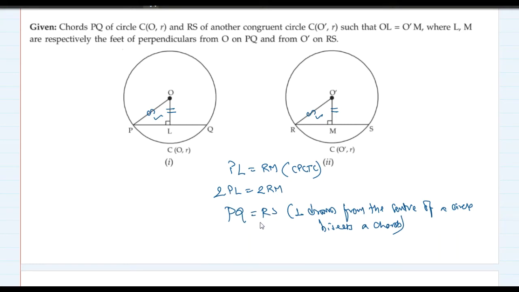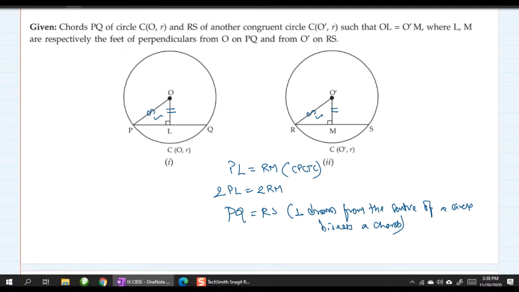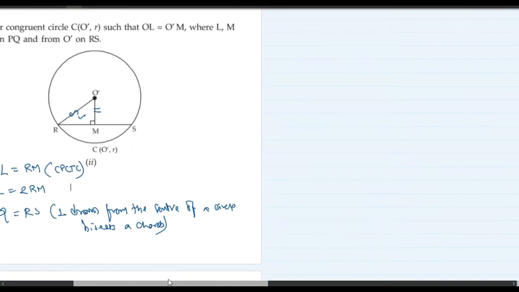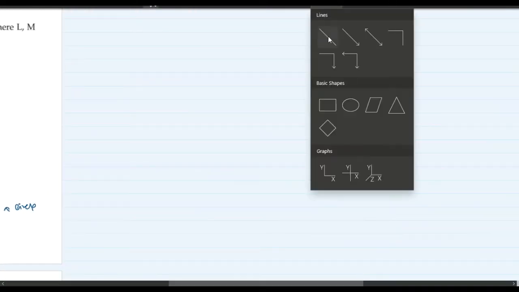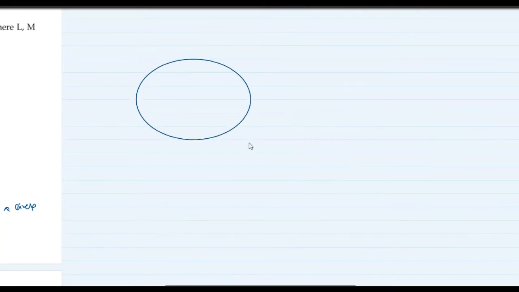So we proved that if two chords are equidistant from the centers of respective circles, then the two chords are equal. Here the circles must be congruent, that means their radii must be equal. There is one more version of this, that is in the same circle, in a single circle.